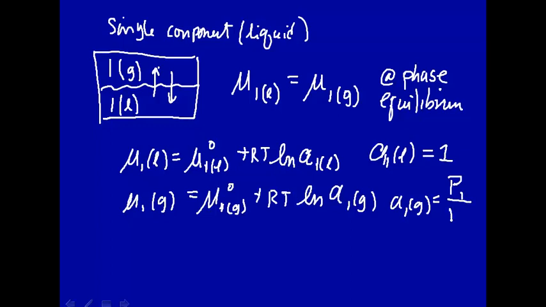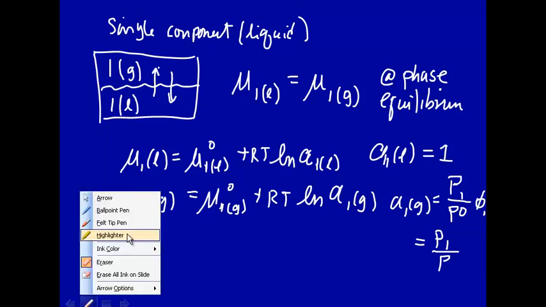divided by the pressure at some standard state times some fugacity constant. Let's assume that we have an ideal solution so that this is just the pressure of component 1 divided by the P0. That's what the activity is. Should be subscript 0 for standard state. Sorry about that.